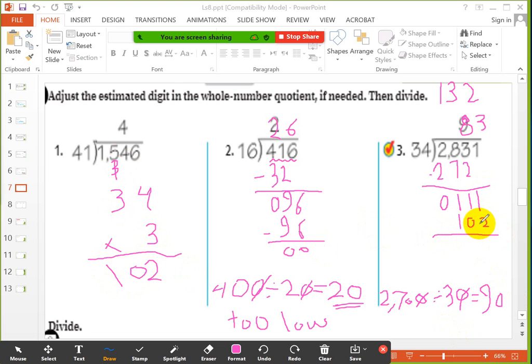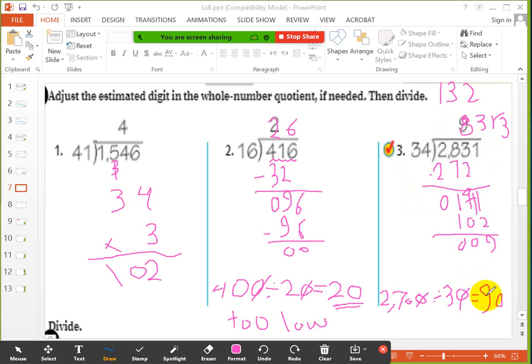Now 1 minus 2 equals what? I will borrow from the tens, so it will be 11. 11 minus 2 equals 9. 0 minus 0 equals 0. 1 minus 1 equals 0 also. So I can't divide 9 by 34. So it will be a remainder, right? So I will write R here.